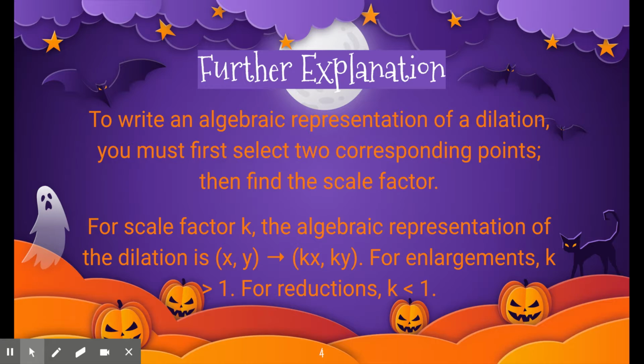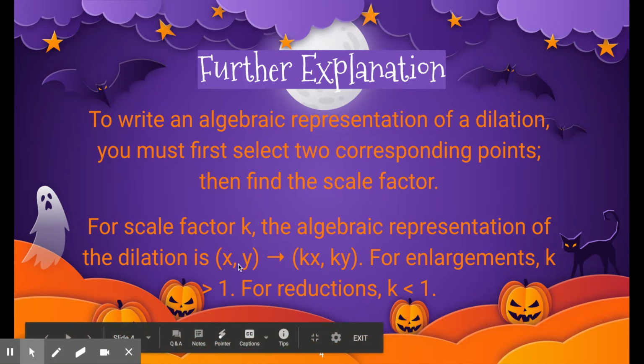To write an algebraic representation of a dilation, you must first select two corresponding points, then find the scale factor. So for scale factor k, the algebraic representation of the dilation is going to be (x, y) changes to (kx, ky).